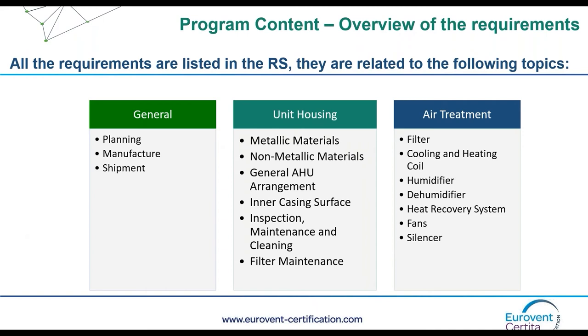Here you have the overview of the topics that are covered by this reference document. The general part covers planning, manufacturing, shipment. The unit housing is dedicated to metallic materials, non-metallic materials. As we have seen, it is very important to limit the growth of microorganisms on those units. Also the HU arrangement, how the different components are arranged in the unit. This is very important, as we have seen before.